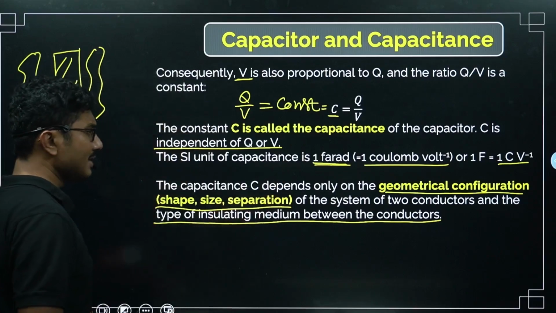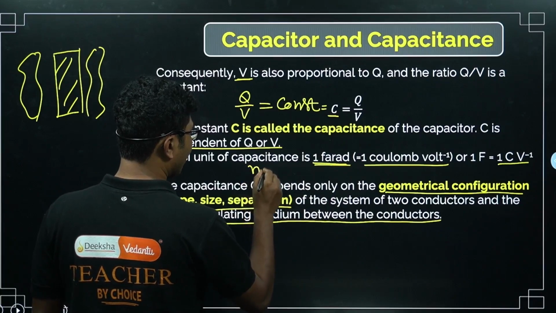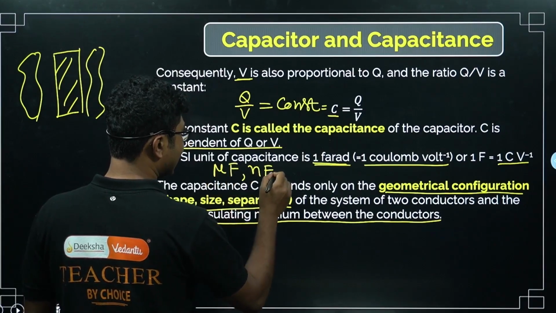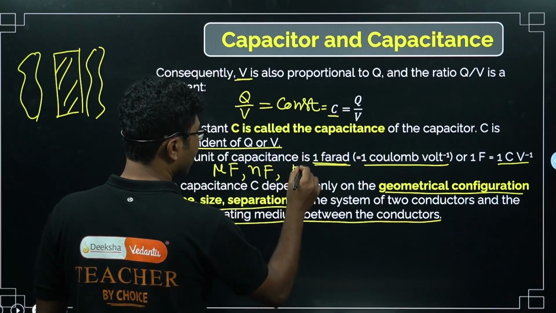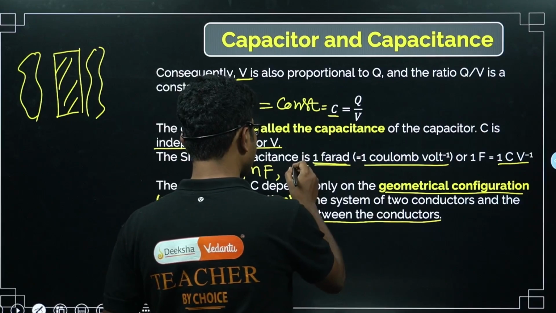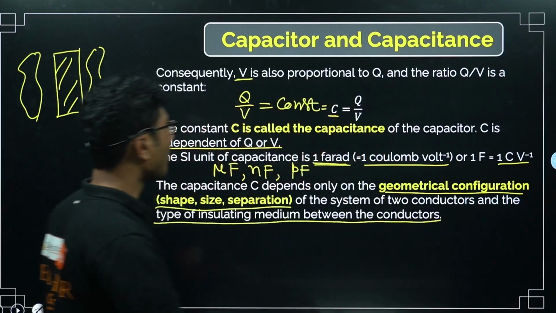Similarly, for capacitance, farad is a very high unit. We usually use nanofarad, okay, microfarad. For capacitance we even use picofarad. Okay, picofarad is also used for capacitance. Pico is 10 to the power of minus 12, right? So pico is also very common for capacitance.